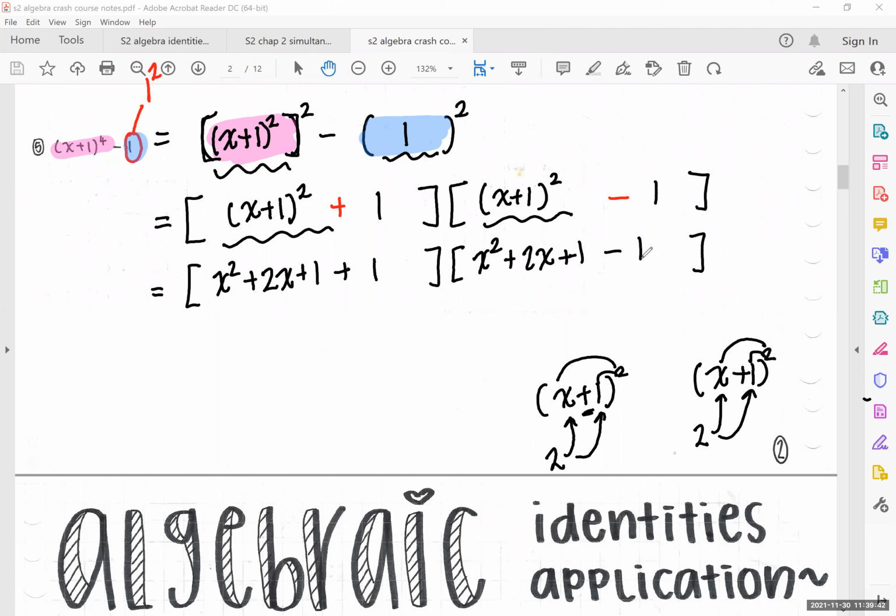Minus 1. Okay, so right now, guys, what I'm going to do is simplify inside the bracket. So it's x squared plus 2x. What's plus 1 plus 1? It'll be 2. Plus 2. Next, can you see here? X squared plus 2x. Plus 1 minus 1 gives me 0, nothing.